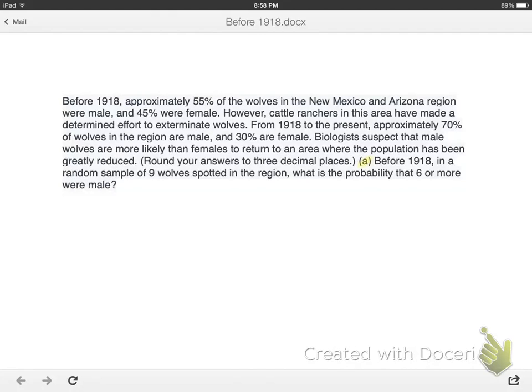So we're going to focus on part A, which was before 1918, in a random sample of 9 wolves spotted in the region, what's the probability that 6 or more of them were male? So let's just write down some of the facts that we know. If we were to randomly select just one wolf, there is a 55% chance that that wolf would be male, which means there's a 45% chance that wolf would be female. So those are the probabilities that we're going to use for our binomial distribution problem.